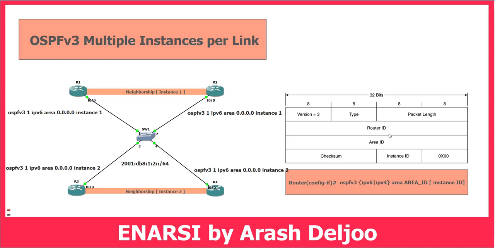This is the header of OSPF version 3. Version is 3, type, and after that packet length, router ID, area ID, checksum, instance ID, and then this is reserved. As you can see, the number of fields in the OSPF version 3 header is lower than in OSPF version 2.